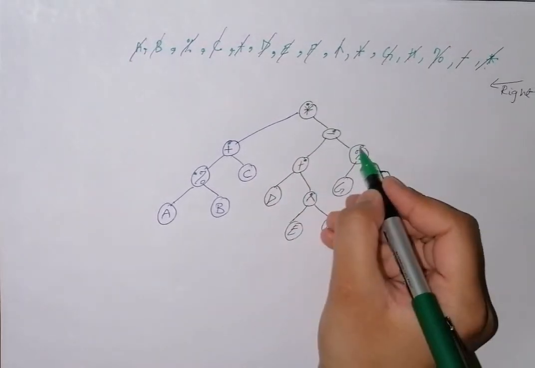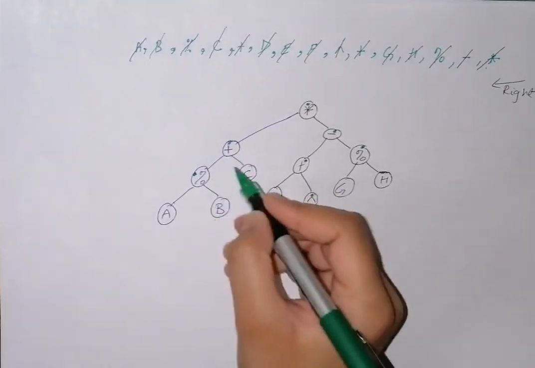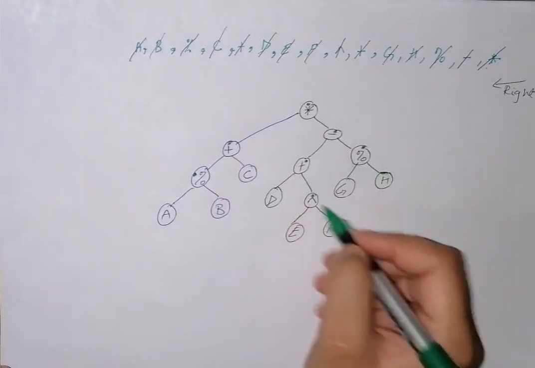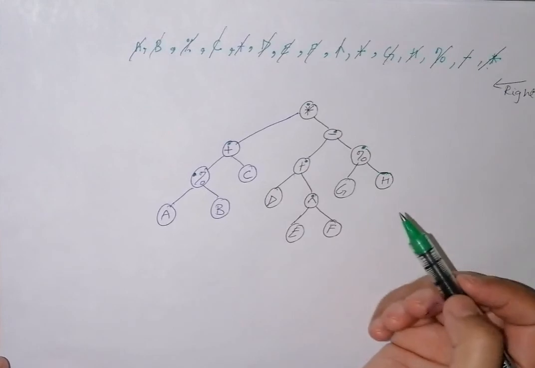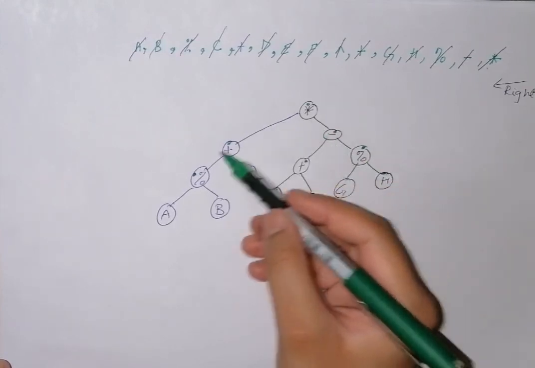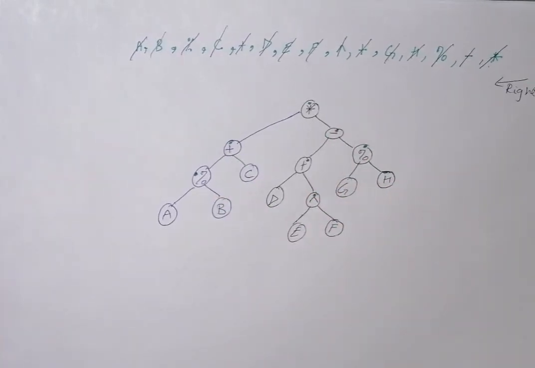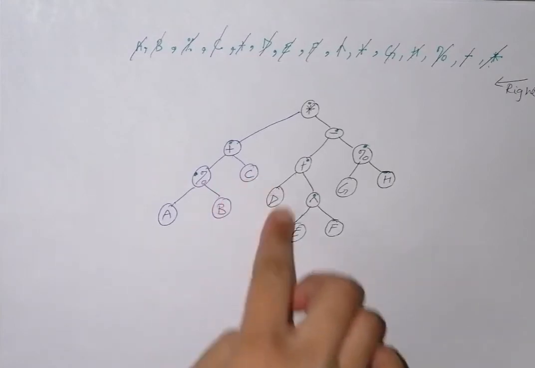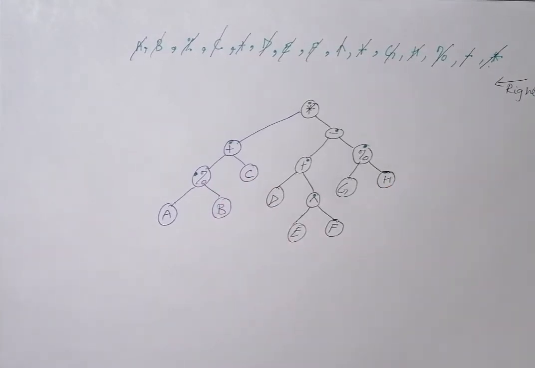So all those circles or boxes where I have drawn a dot inside, you can see all these are intermediate nodes having two children. Whereas all the other nodes with nothing here are leaf nodes, that is they don't have any child node. So this is how we create an expression tree out of a postfix notation.